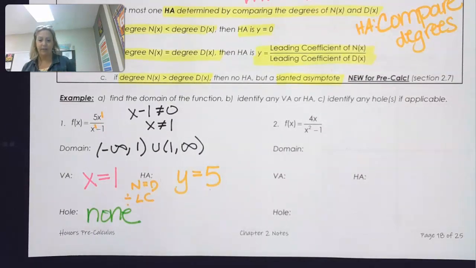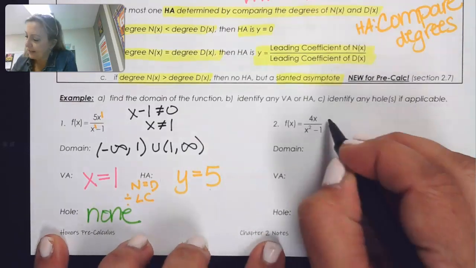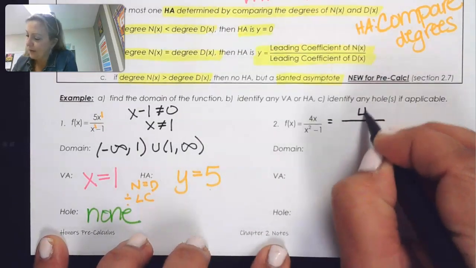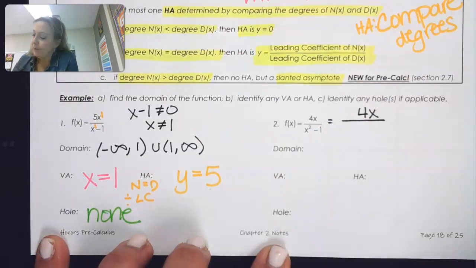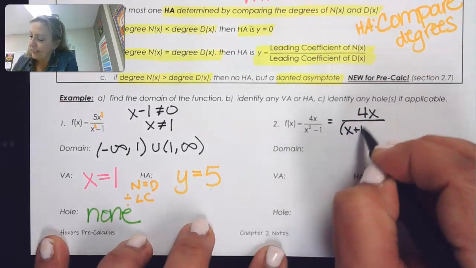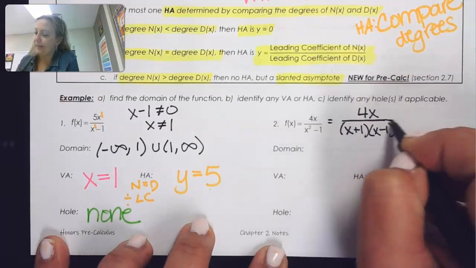Let's look at example 2. We have f of x equals 4x over x squared minus 1. Well, first I'm going to factor to kind of help out a little bit. 4x, leave alone. But we know x squared minus 1 can be written as x plus 1 times x minus 1.